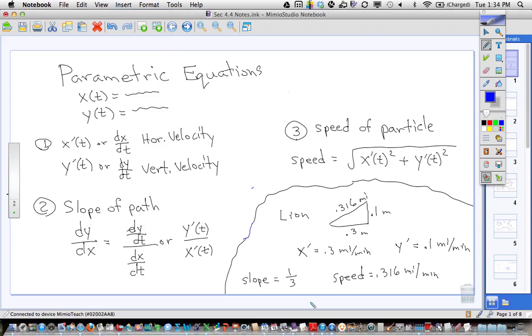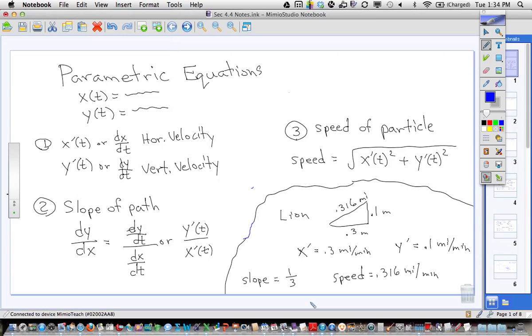Because if I say y prime, what do I mean? Do I mean dy/dt? Do I need the y rate with respect to time? Or am I talking about dy/dx, the rate of change of y with respect to x? Those are two different things. They're both called y prime. So you've got to be careful. You're going to see dx/dt and dy/dt used a lot.